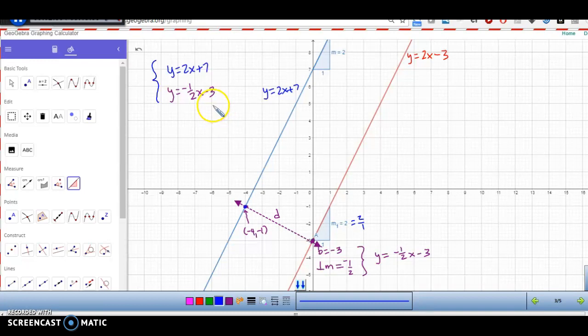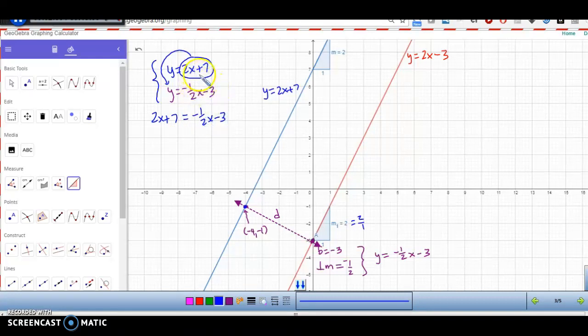This is set up perfectly for substitution because they both say y equals. So what am I going to do? I'm going to take this value for y, this expression, 2x plus 7, and put it right there for that y. And so what do I get? I get 2x plus 7 equals the value that we have here, which is -1/2 x minus 3.